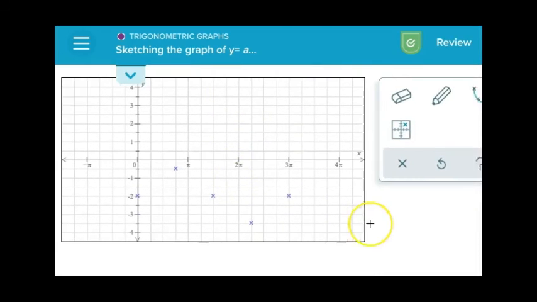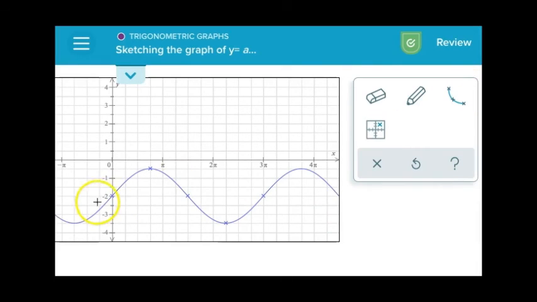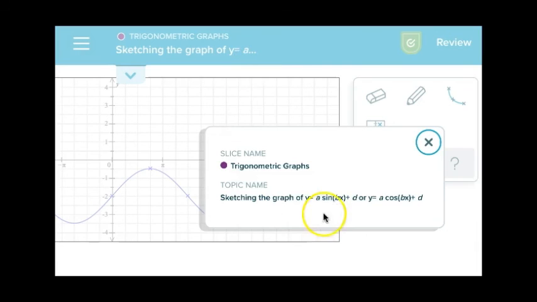Let's hit the graph of function button, and there we'll have several cycles of our graph going through the line y equal to -2. So I hope this movie on sketching the graph of y equal to a sine bx plus d, or y equal to a cosine bx plus d, was helpful for you. Bye-bye.